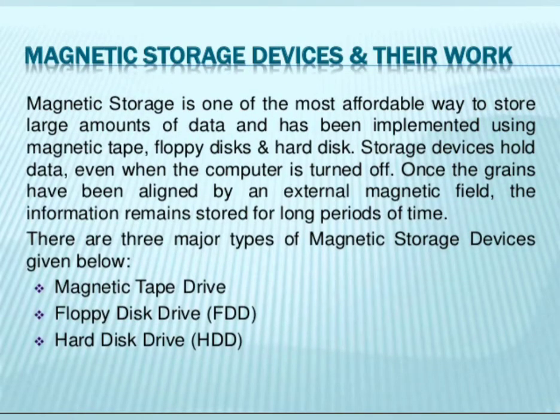Now, magnetic storage and how it works. Magnetic storage is one of the most affordable ways to store a large amount of data and has been implemented using magnetic tape, floppy disk and hard disk. Storage devices hold data even when the computer is turned off. So see the types: magnetic tape drive, floppy disk drive, and hard disk drive. These are the main types of magnetic storage devices.